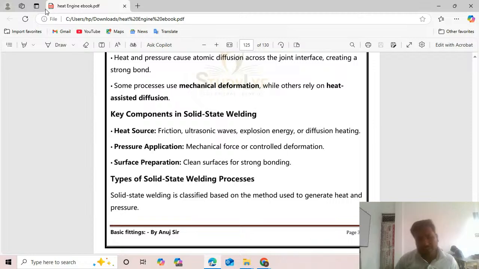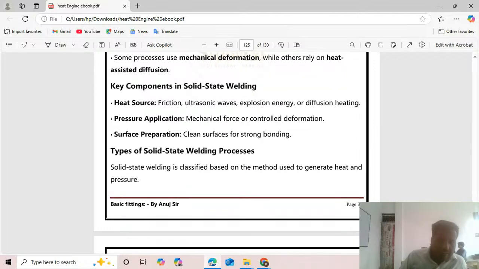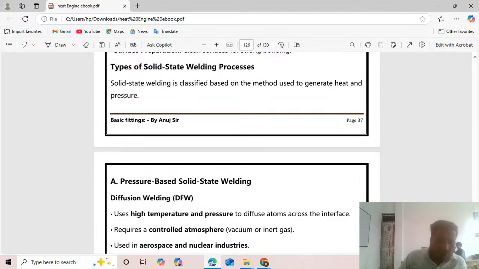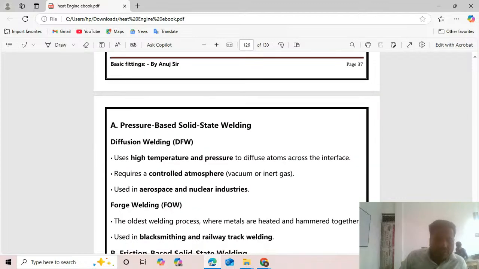Types of solid state welding processes. Solid state welding is classified on the method used to generate heat and pressure. First, pressure based solid state welding: basically diffusion is carried out. It uses high temperature and pressure to diffuse the atoms across the interface of the surfaces you want to join. It requires a controlled atmosphere, vacuum or inert gas, and is used in the aerospace and nuclear industry.